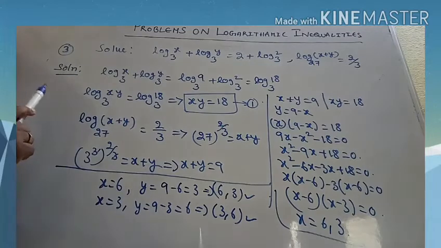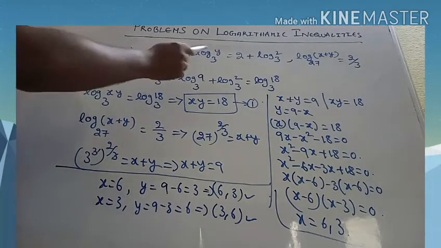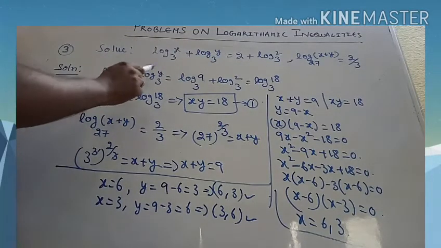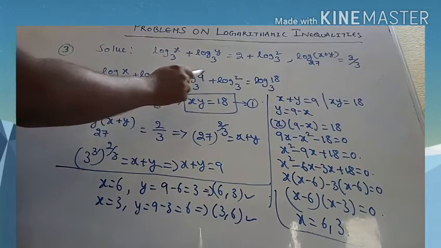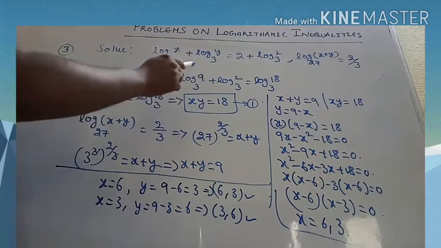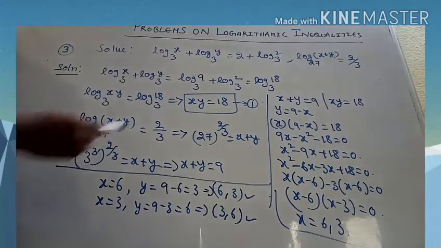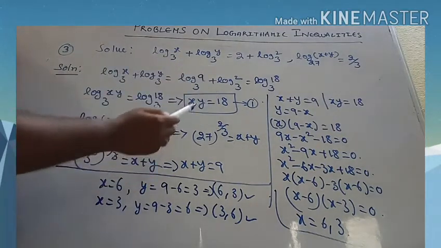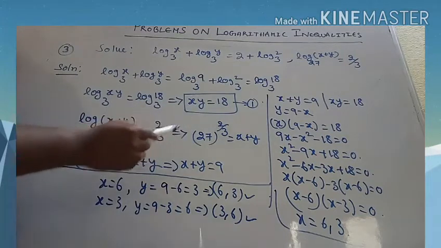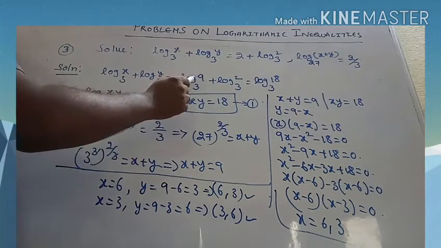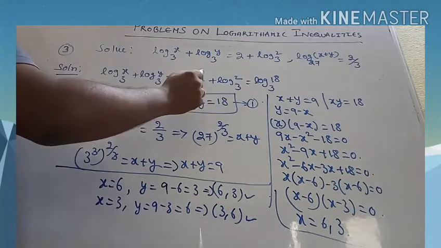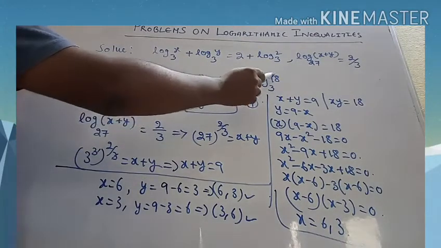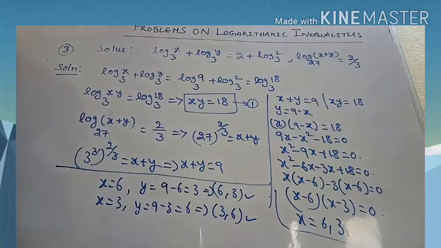Now let us take the first equation, log x to the base 3 plus log y to the base 3 equal to 2. 2 we can write as log 3 square to the base 3. That means log 9 to the base 3 plus log 2 to the base 3. We know log m plus log n is log mn, so log 9 into 2 is log 18 to the base 3.